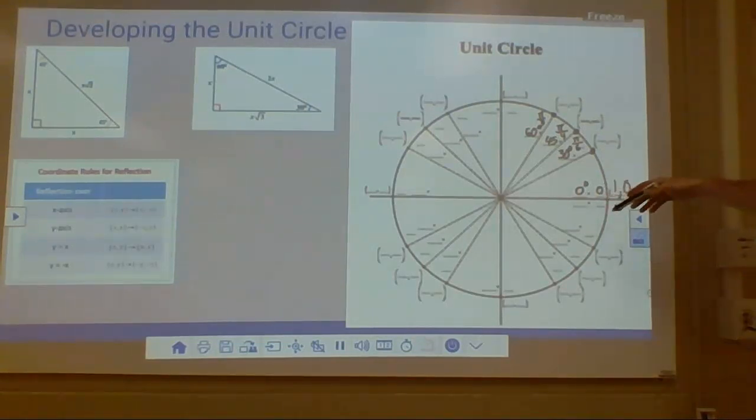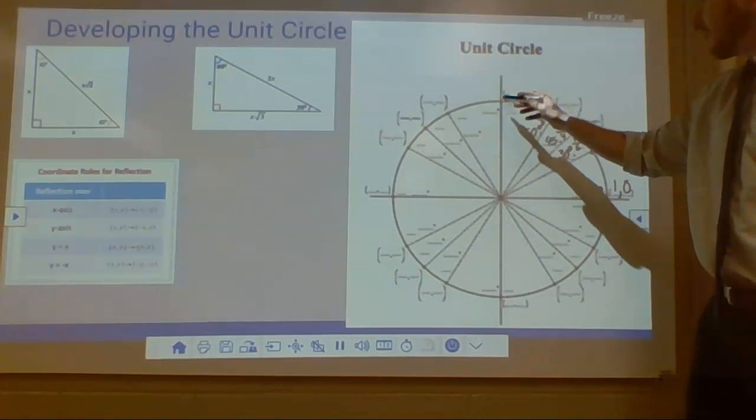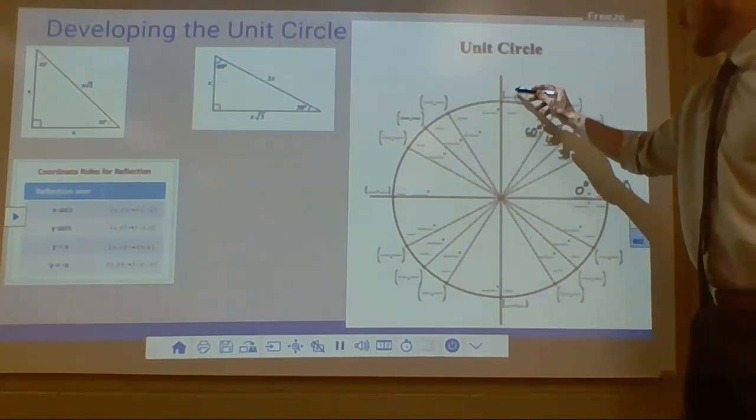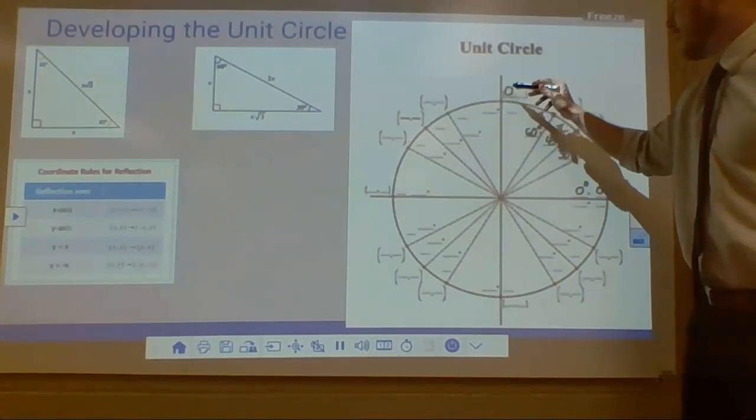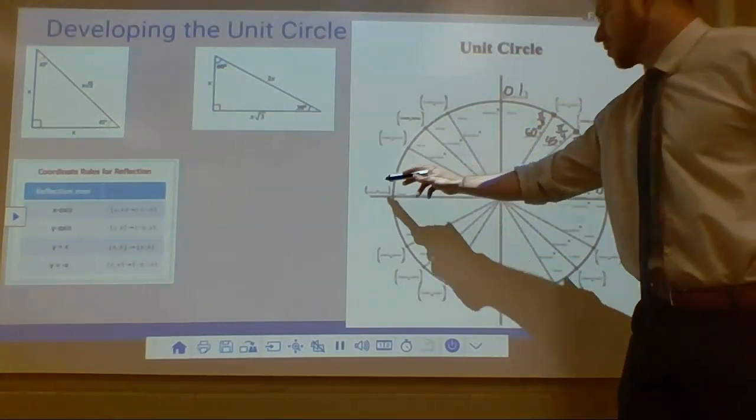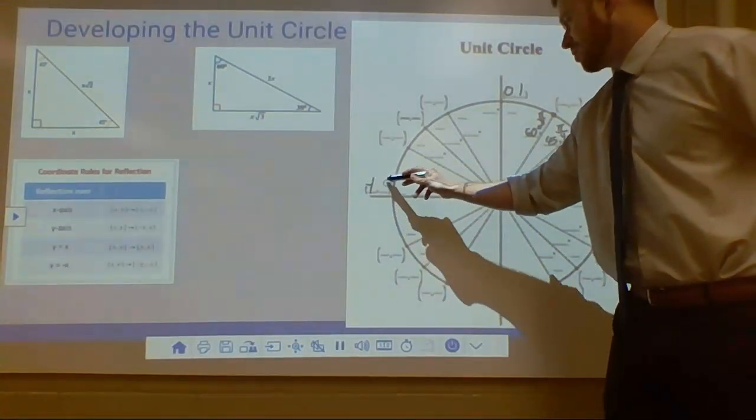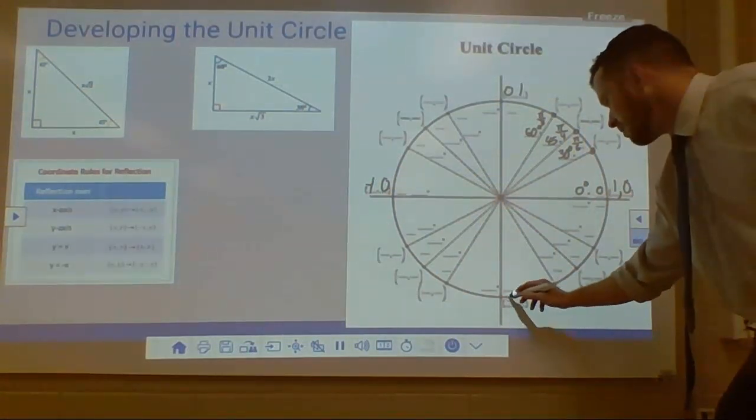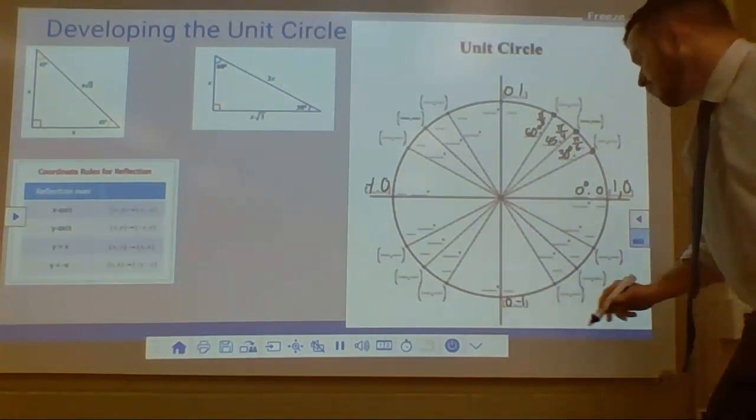Okay, and so while we're at it, let's find these values as well. We just talked about them. We're going up 1 in the y direction, and then just 0 in the x direction. So 0, 1, and then this point is going to be negative 1 in the x direction, and then 0 in the y direction. And this point is going to be 0, negative 1.